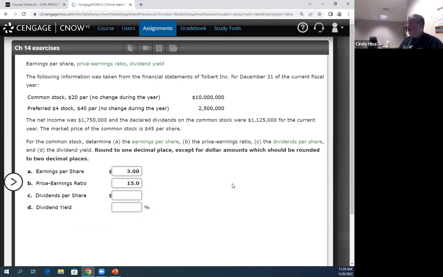PE ratios are really kind of divided into two different categories. We call them growth versus value stocks. And if you think about how that is calculated.